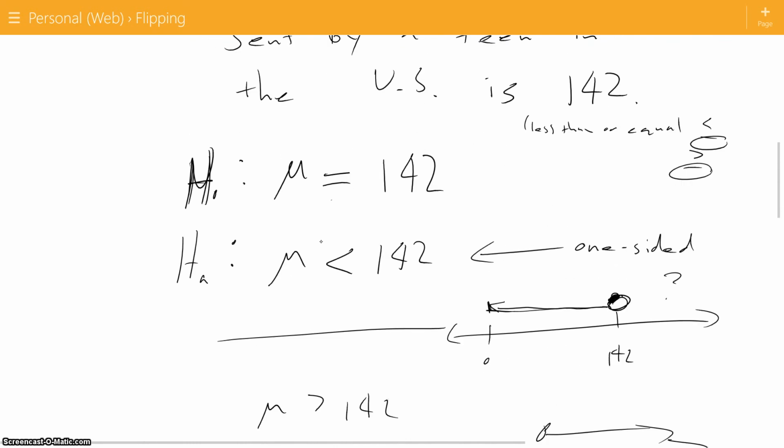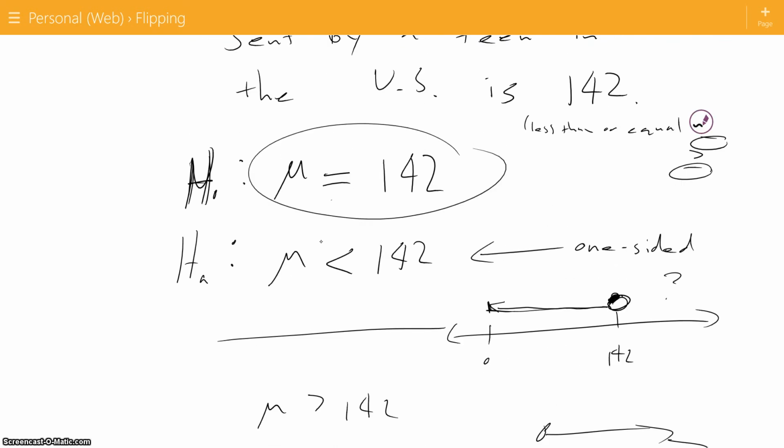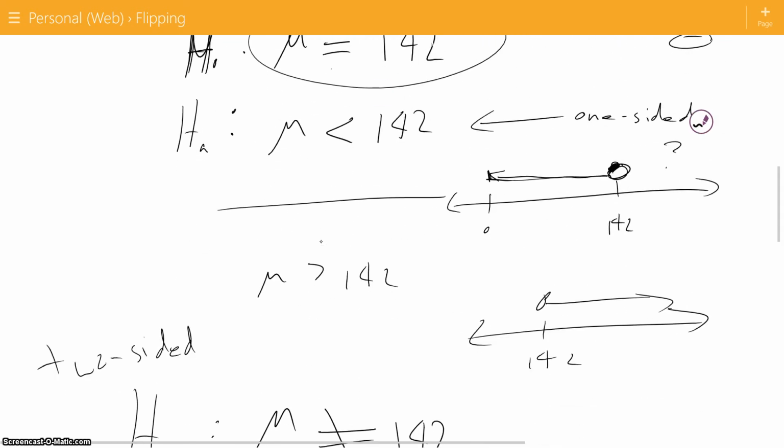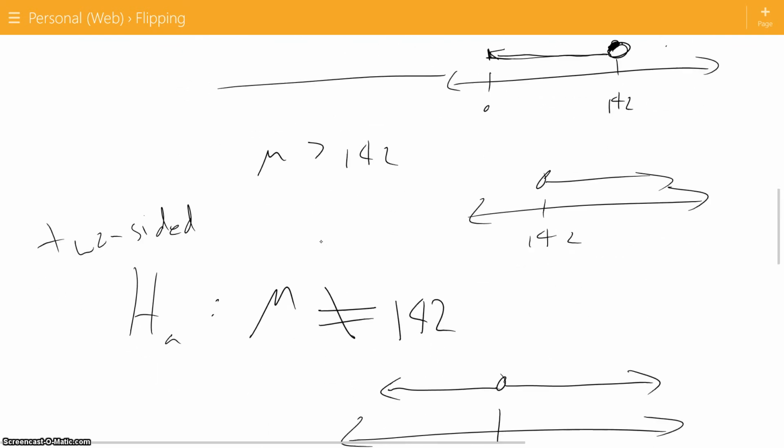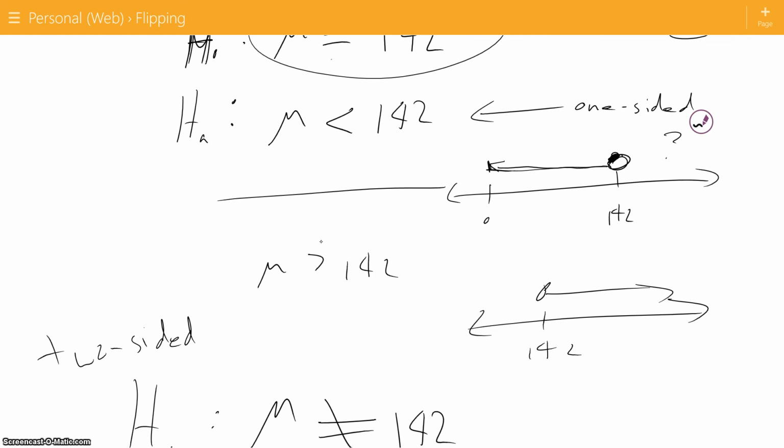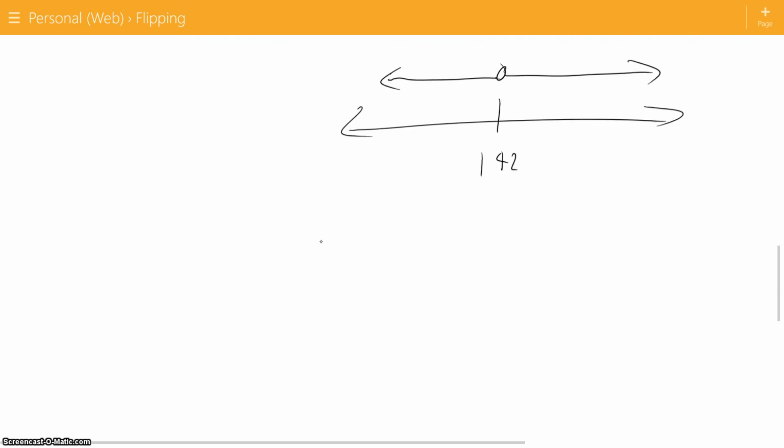If it's 142, then it is not less than 142. It is not greater than 142, and it would not be equal to 142 either. And again, these are 3 separate cases that I have put down here just for an example. You could have one other one.